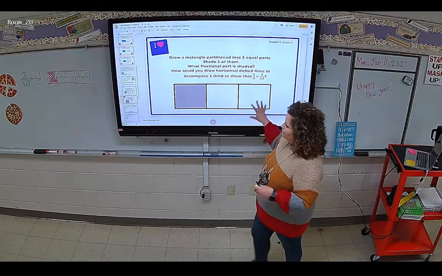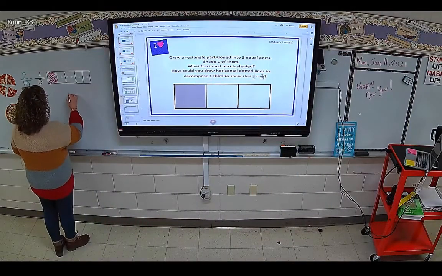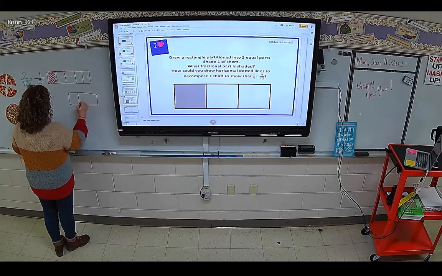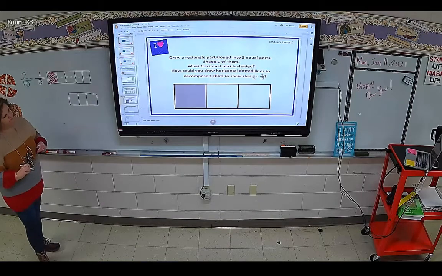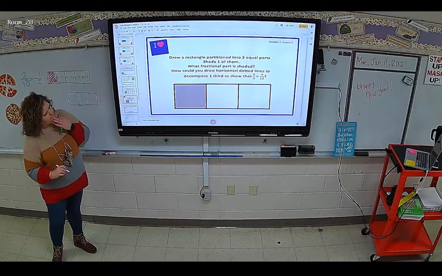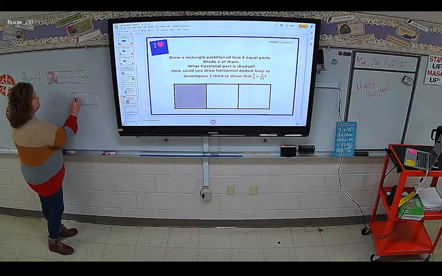All right, so we have a whole new one this time. We have a rectangle that is cut into 3 pieces. Okay. How many do they want us to shade in? 1. What do the directions say? Shade in 1 box.